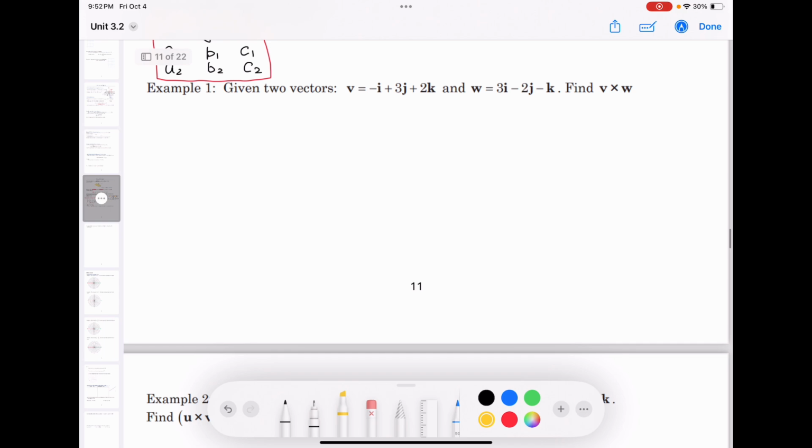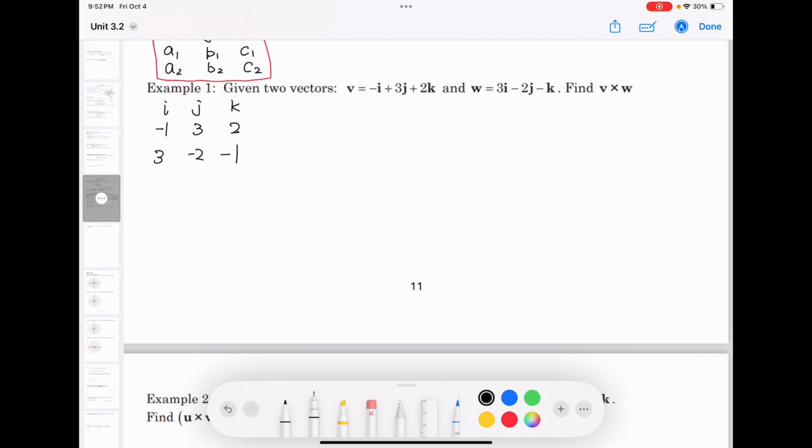Given two vectors, find the cross product V cross W. Okay, we can first list the i, j, k components. So for V, V is the first vector in the cross product. So let's list V. V is -1, 3, 2. So these are my A sub 1, B sub 1, C sub 1. And how about W? W is 3, -2, -1.